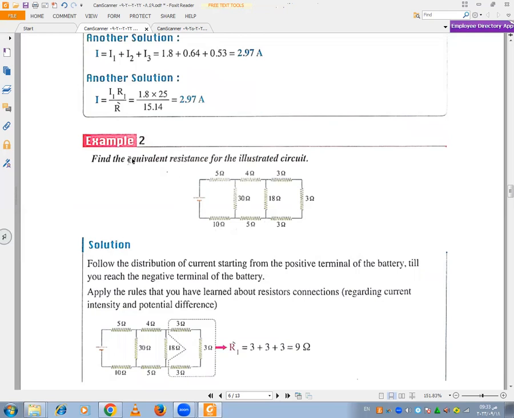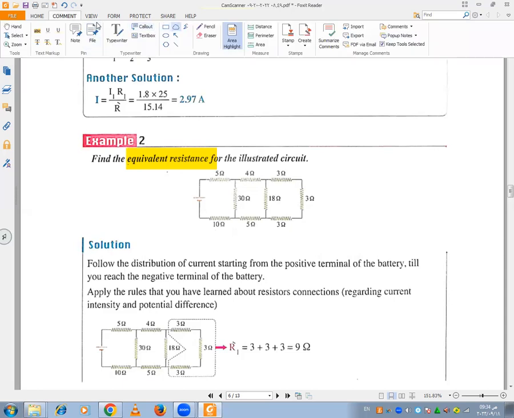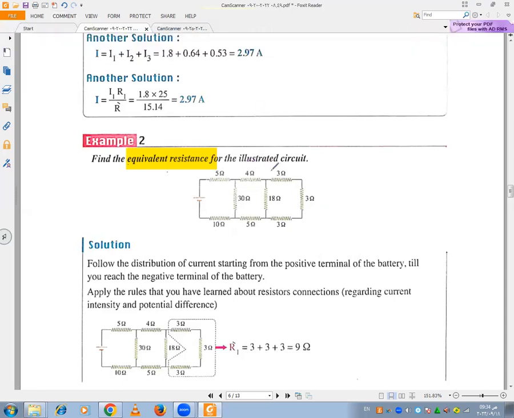You want to get the equivalent resistance of this whole package of resistances. How can we get it? First, you will start from the 3 resistors which have the same track or the same current. 3 ohm and 3 ohm and 3 ohm, all of them are connected in series. So all of this equals 9 ohm.